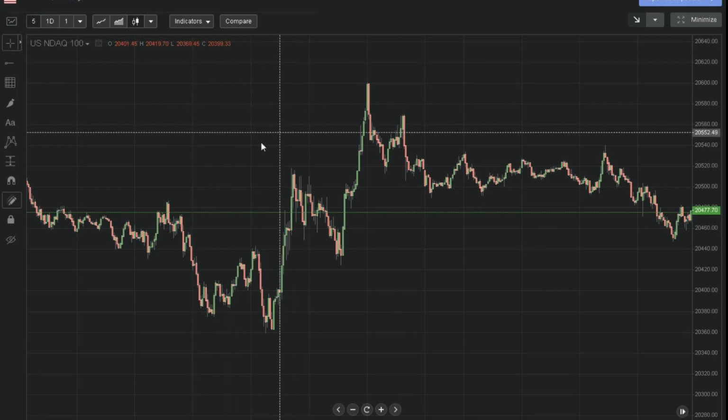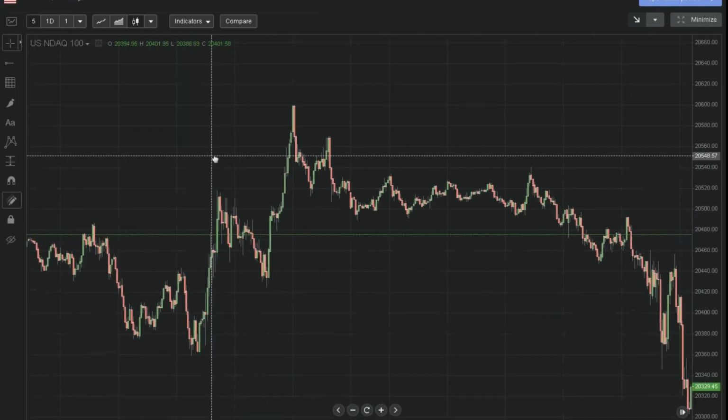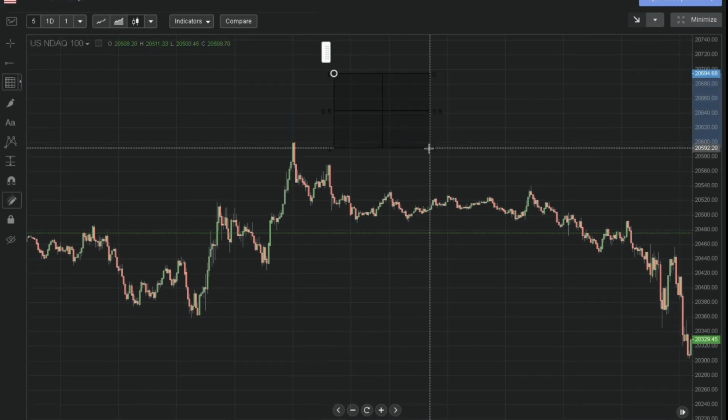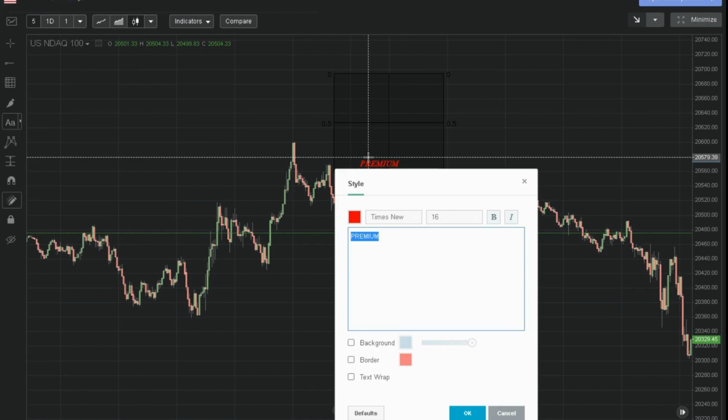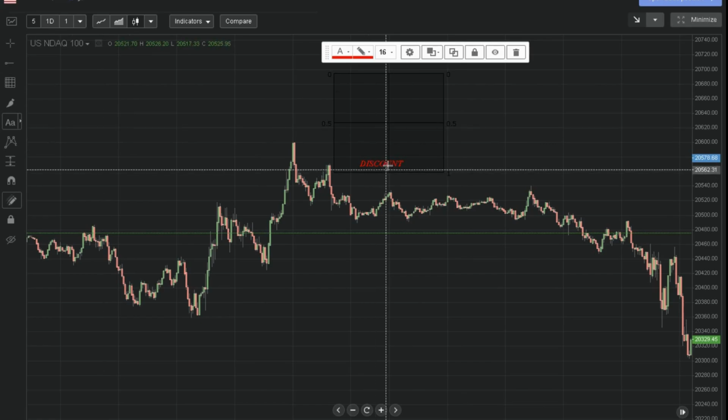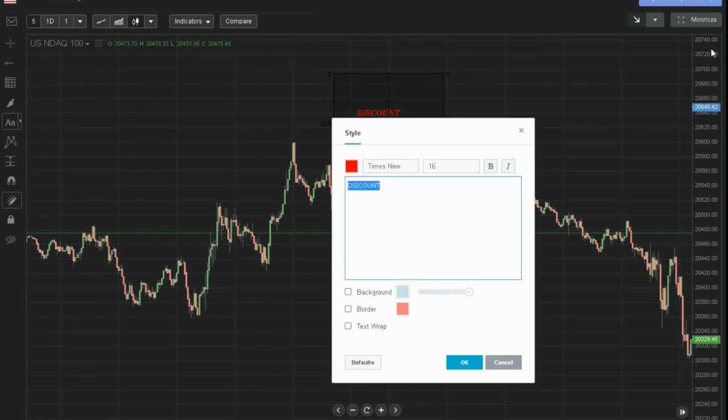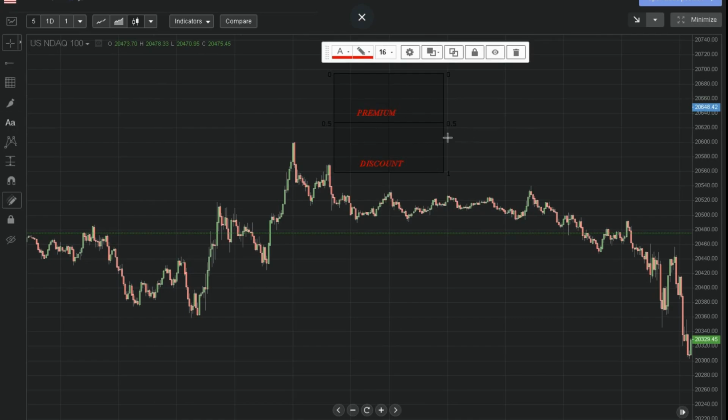So this is how I use equilibrium. This may be different from other traders, who use equilibrium in different ways. To identify premium and discount zones, I use Gunbox. These are my settings for Gunbox. I'll add text here: this is the discount zone of the price, and this is the premium of the price.